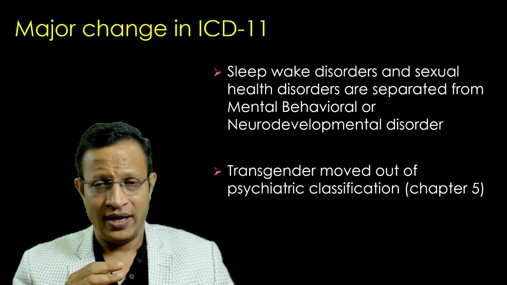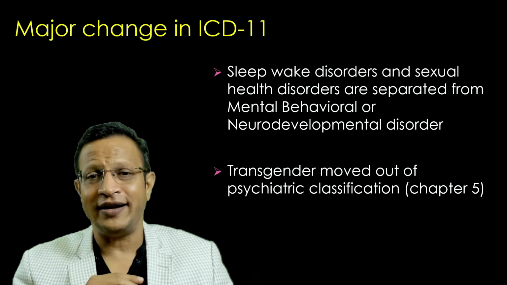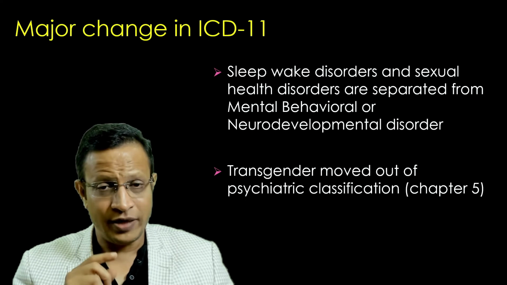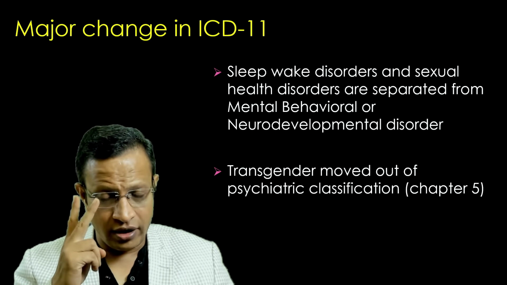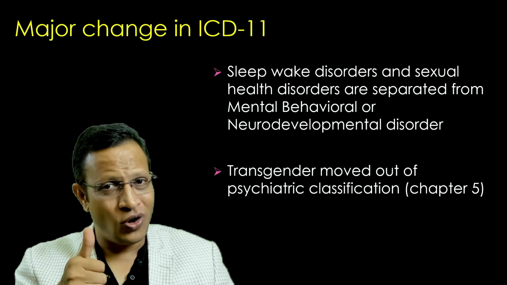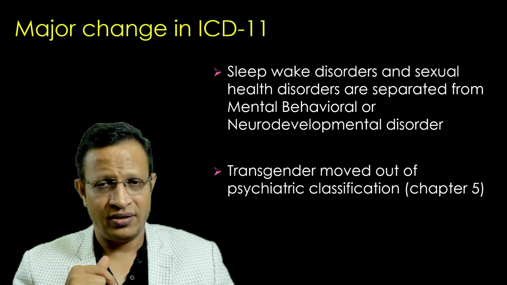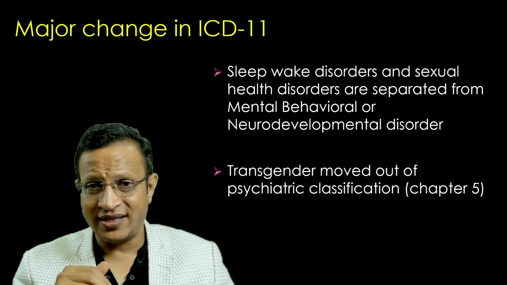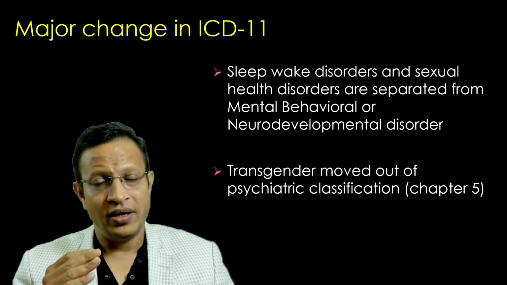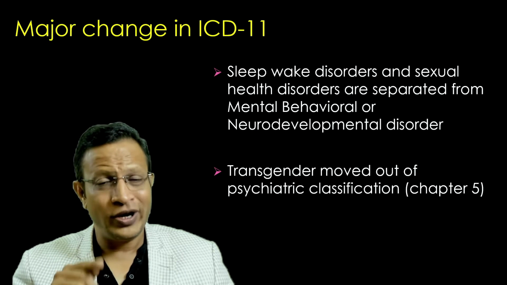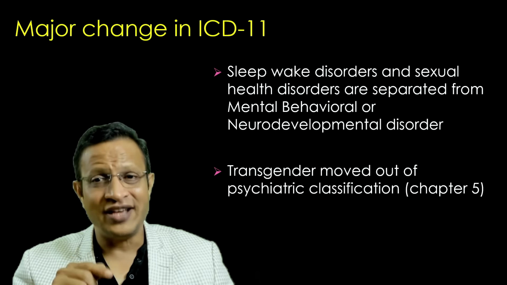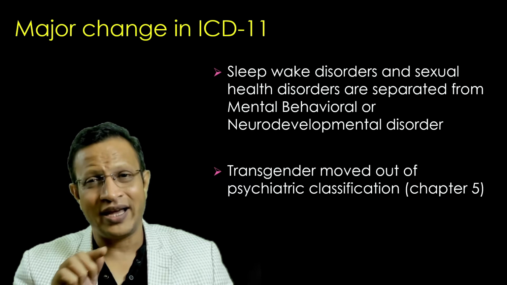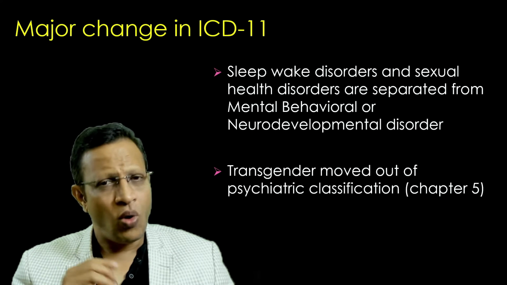Moving further, they have removed two important categories from the psychiatry chapter of the International Classification of Diseases 11. That means from chapter 6, they have been moved out. The two are sleep-wake disorders and sexual health disorders. Now they have been given separate dedicated chapters. That means they are no longer considered mental health and behavioral problem diagnoses. Further, sexual health also includes transgender. That means transgender has been removed from the diagnosis of mental illness and kept in sexual health disorders. What does it mean?